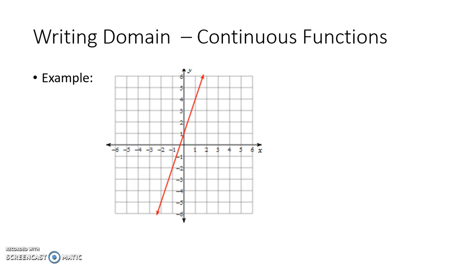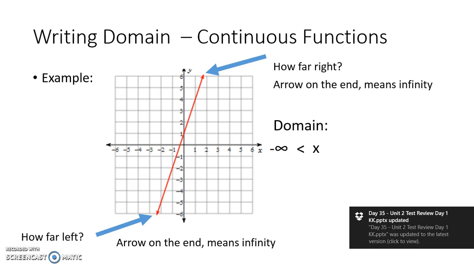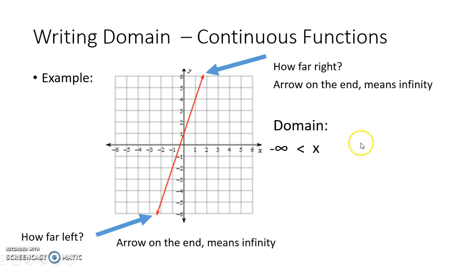Looking at graph here. So here's a graph of a straight line. So we're going to look at the domain. Okay, you ask yourself how far left. Remember, arrows on the end means infinity. So this would be -infinity is less than x. Look at how far right. Again, the arrow on the end means infinity. And then, so that would be less than or equal to positive infinity.